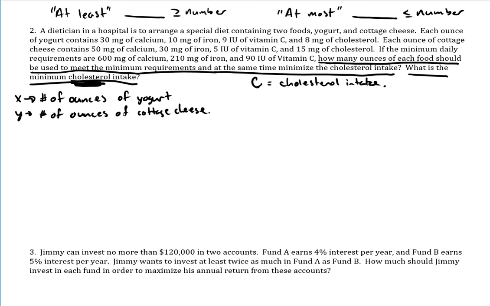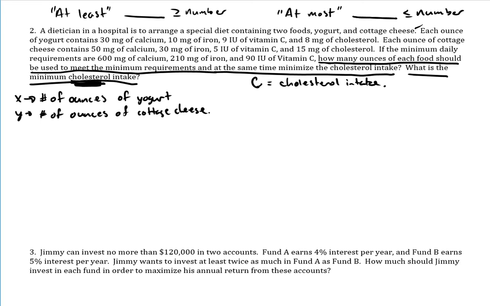Okay, so let's go through this. It says a dietitian in a hospital is to arrange a special diet containing two foods, yogurt and cottage cheese. So that's kind of already taken care of based on these variables. So I'm just going to put a little check mark and say, okay, that's done. Instead of highlighting like I did in the last video, I'm just going to move on.